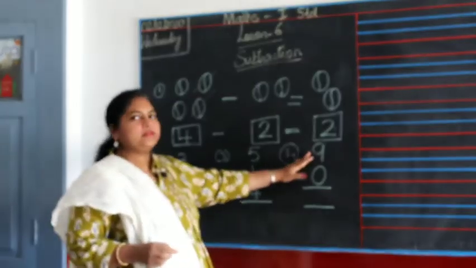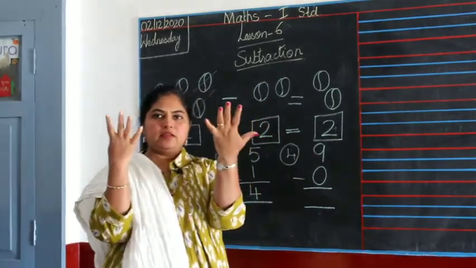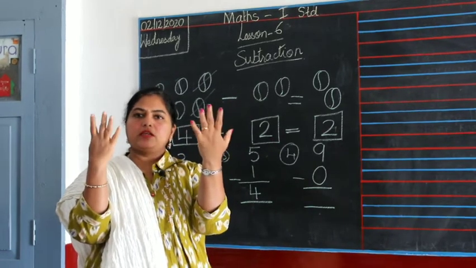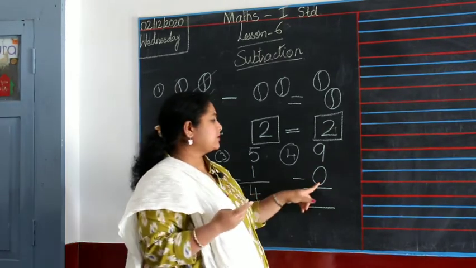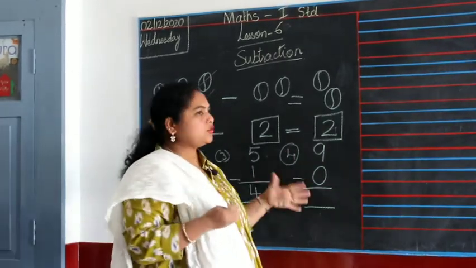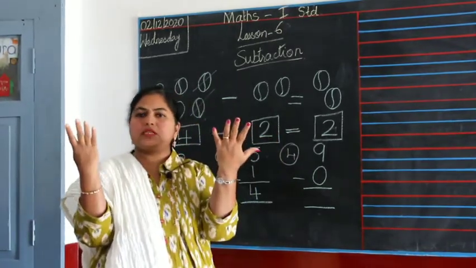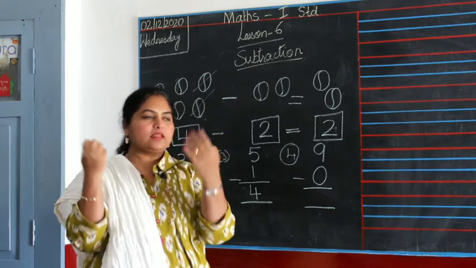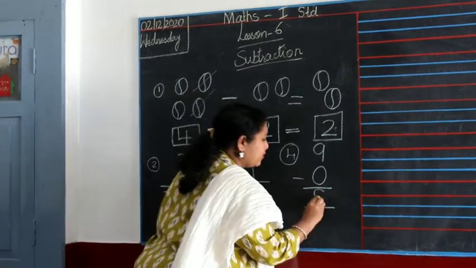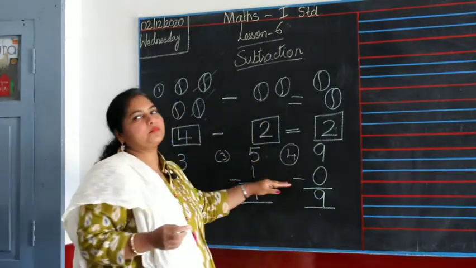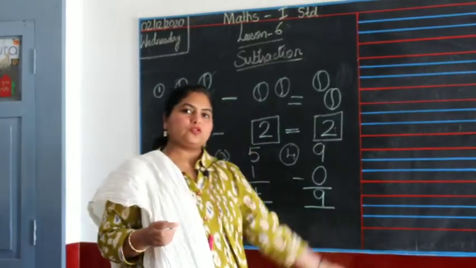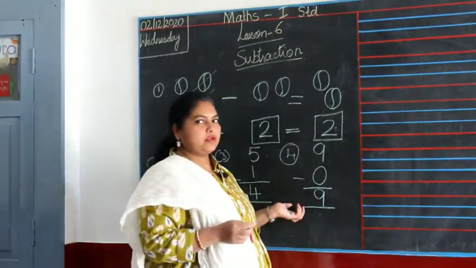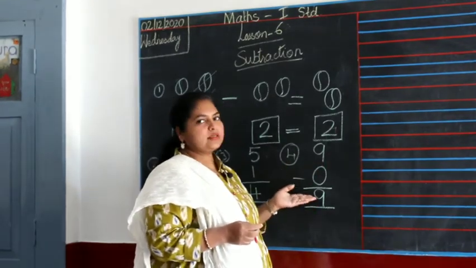Here you have 9. You are having 9 fingers. 1, 2, 3, 4, 5, 6, 7, 8, 9. So you have 9. 9 minus 0. When you take away 0 from 9, I am not taking away anything because it's 0. So how many are left? 1, 2, 3, 4, 5, 6, 7, 8, 9. So you are left with the same number. When you add 0 to a number, it will be the same number. When you minus 0 from a number, it will be the same number. So 9 minus 0 is 9.